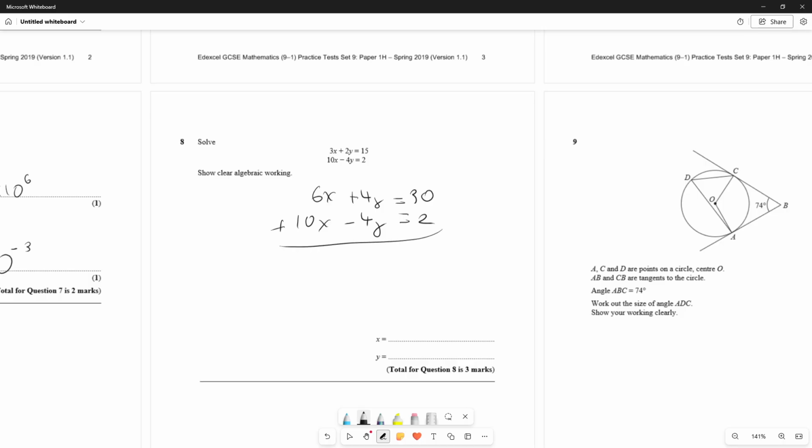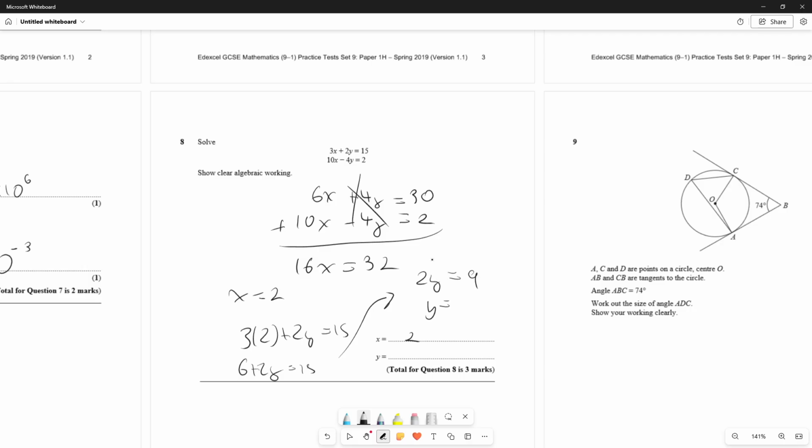So let's add these together. We get 16x equals 32, because these two have cancelled out. Now we have a simple equation where we can divide by 16 and get x equals 2. We just put that there. But now we need to figure out y. So let's plug x equals 2 back in the first equation. We have 3 times 2 plus 2y equals 15. Then we have 6 plus 2y equals 15. Then we have 2y equals 9, and if we divide by 2, we get y equals 4.5, and we can put that as our answer.